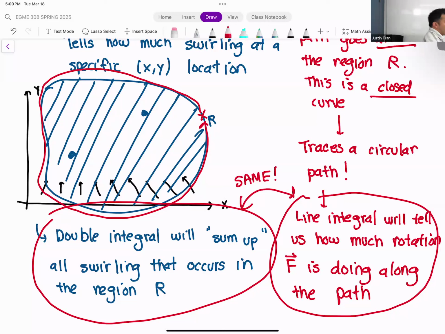Okay, so these two things are the same. And mathematically, that's exactly what Green's theorem tells us as well. Whether you're taking the line integral around a closed region or you're taking a double integral of all the curls within that region, you end up with the same thing. And so you might as well just choose whichever is more convenient to compute.